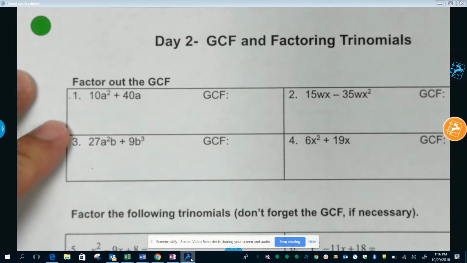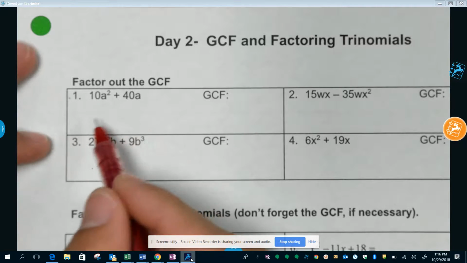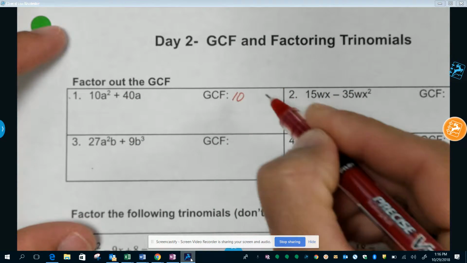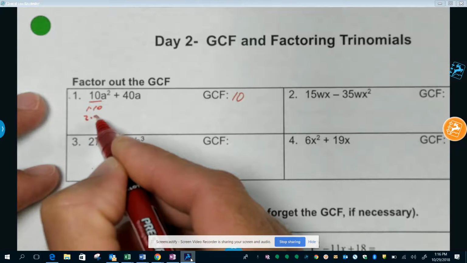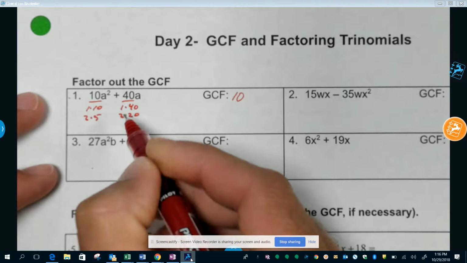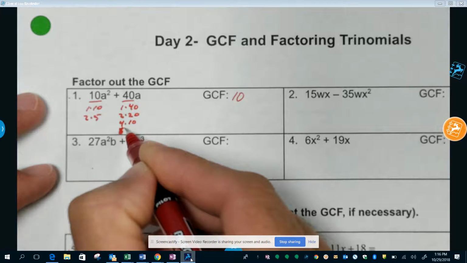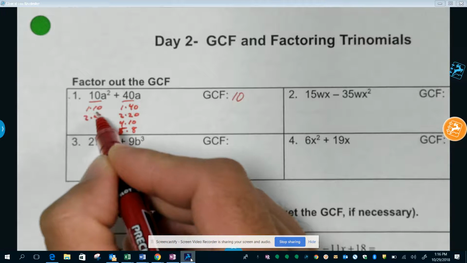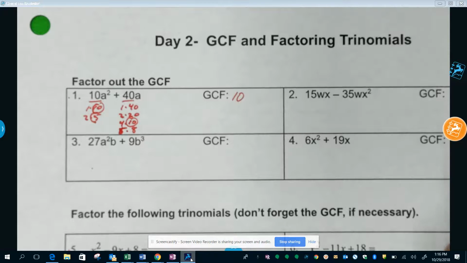All right, we want to take out the greatest number that goes into 10 and 40. Okay, what's the biggest number that goes into 10 and 40? It's going to be a 10. 1 times 10, 2 times 5. 40 is 1 times 40, 2 times 20, 4 times 10, 5 times 8. So the biggest number that both of these guys have in common is not the 5, but the 10. Okay, 10 is the greatest common factor there.